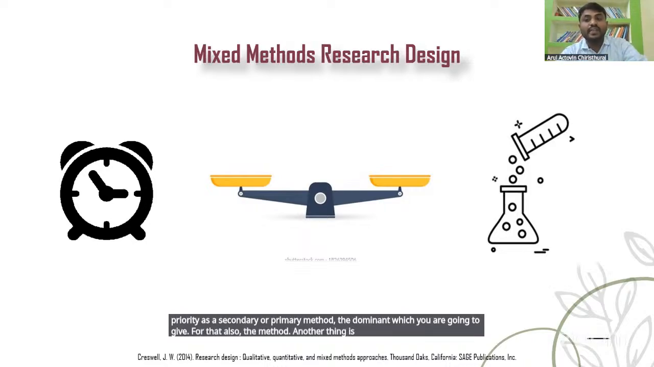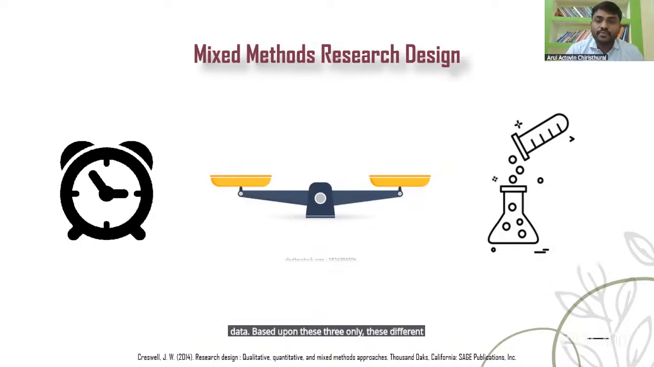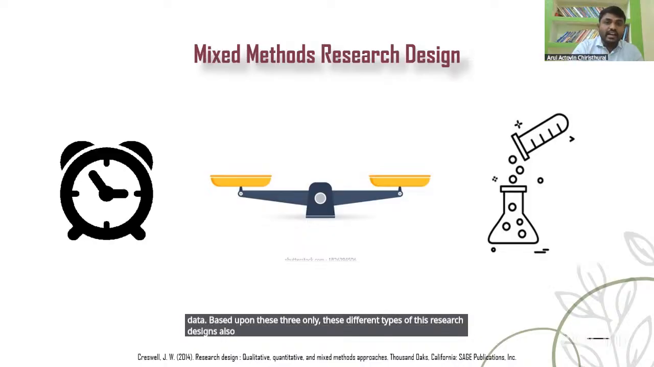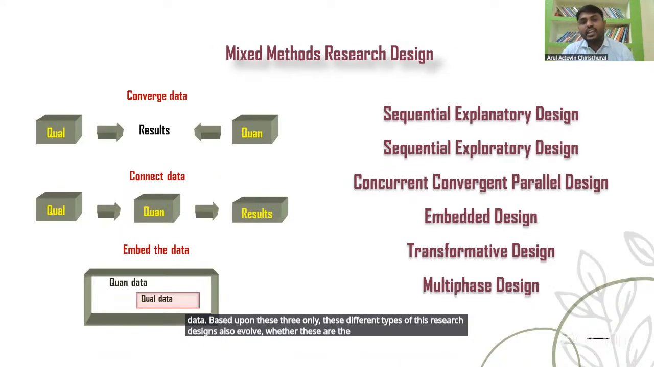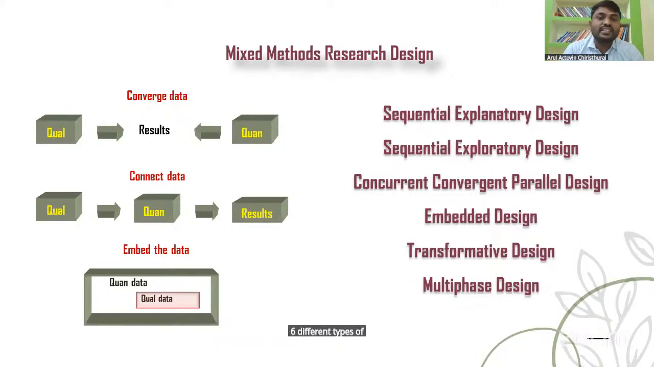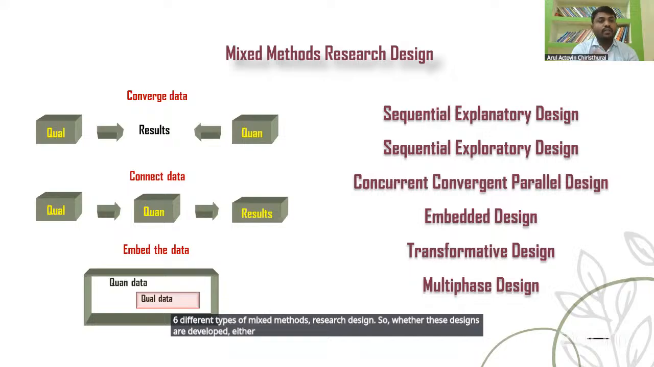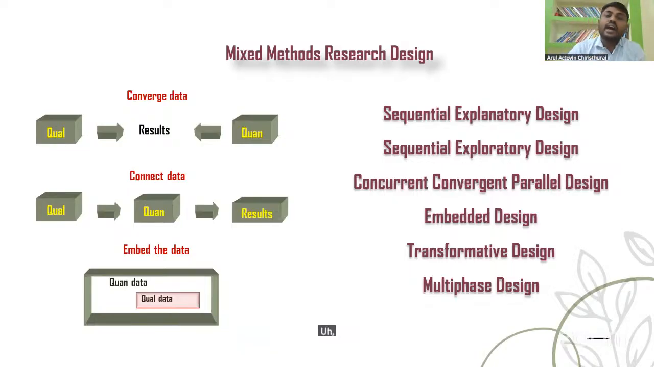Another thing is mixing: how are we going to mix the quantitative as well as qualitative data? Based upon these three only, these different types of research designs evolve. Today we are going to see 6 different types of mixed methods research design. The results can be converged, the data and analysis can be connected, or the data can be embedded. Based upon these three, these 6 methods evolved.